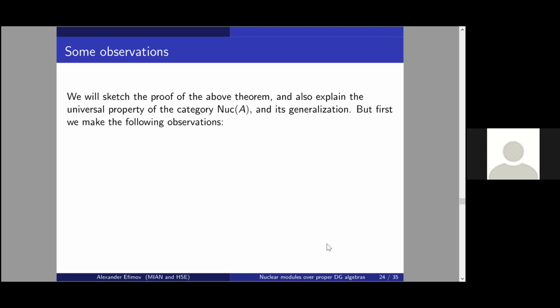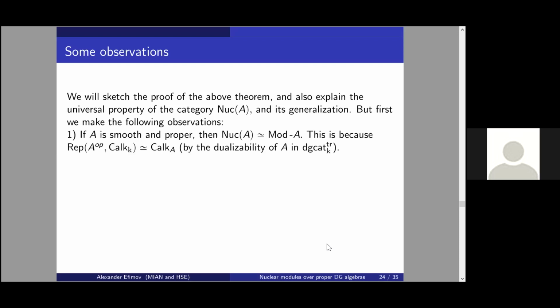First, we make the following observations. If A is smooth and proper, then as I already mentioned, this category is just A-modules. This is basically because perfect complexes of A are dualizable in small DG categories. This allows us to rewrite such constructions.